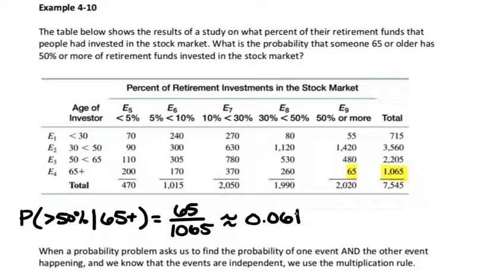So the key here is really understanding when you're reading the questions what you're dividing by, what your whole is. So if they give you some information, like here I know that the person is 65 or older, then that can tell you to limit your total to either the total in one row or the total in one column, but you're not dividing by the total number of people in the survey. I'm just looking for the number of people who had 50% or more out of the total number of people who are 65 or older.